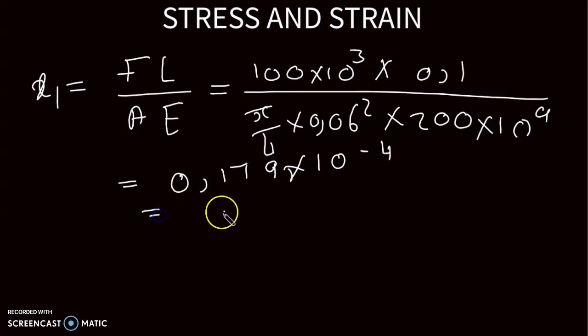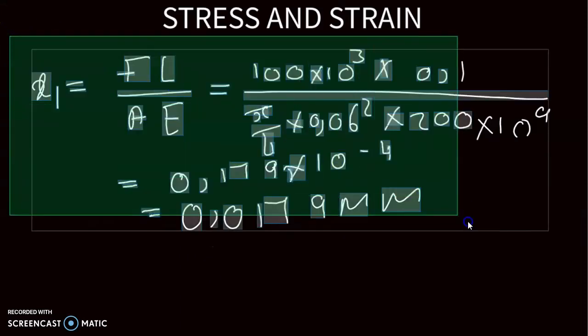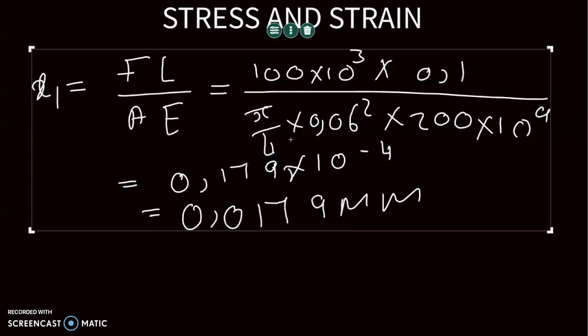I'm going to express this in millimeters because the change in length that we are given is in millimeters. So you can do it either way. You can either change the total change in length to meters, or you can change these values to millimeters. In this case, I'm going to change this to millimeters, and it's going to be 0.0179 millimeters. Which one you change doesn't really matter. We are going to get the same answer. And then from here, I'm going to get change in length number 3.